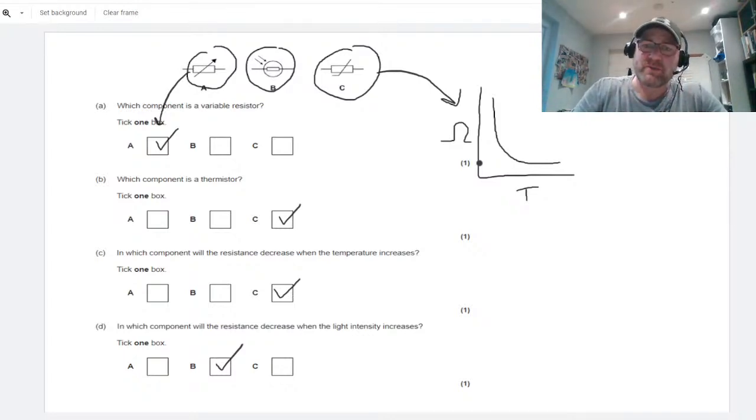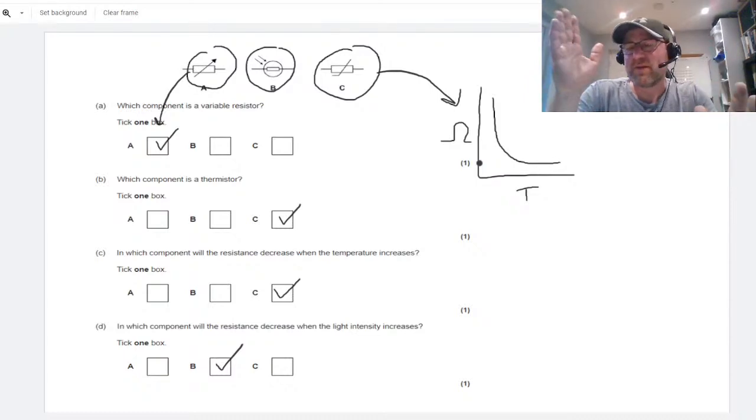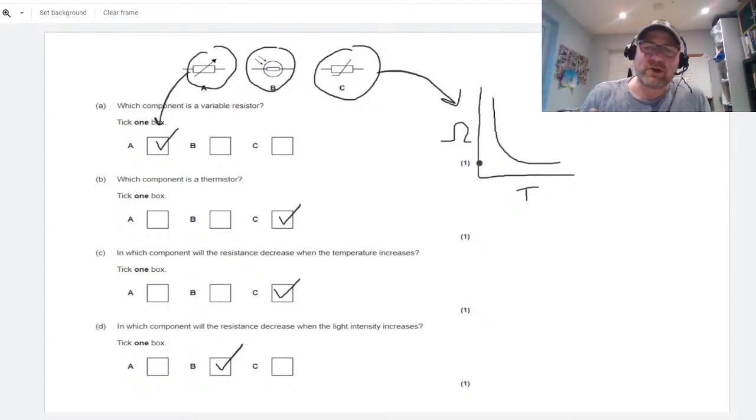You need to know the relationship with a thermistor. As the temperature increases, resistance decreases. Think about your fridge. When you leave the fridge door open, what happens? It goes beep, beep, beep, telling you you've left it open. It's not a clever machine. It's got a thermistor in the circuit board, and when the heat increases, the resistance in that circuit decreases, allowing the current to flow in the circuit and the alarm to sound.